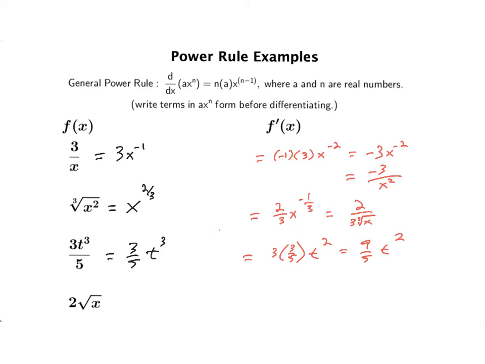And finally, 2 root x. We can write that as 2x to the 1/2 power. And then using the power rule, once again, 1/2 times 2, x, and then 1/2 minus 1, that's going to be negative 1/2. So that's going to be 1 over the square root of x. And don't worry about rationalizing your denominators in AP calculus. They are fine with radicals in the denominator.